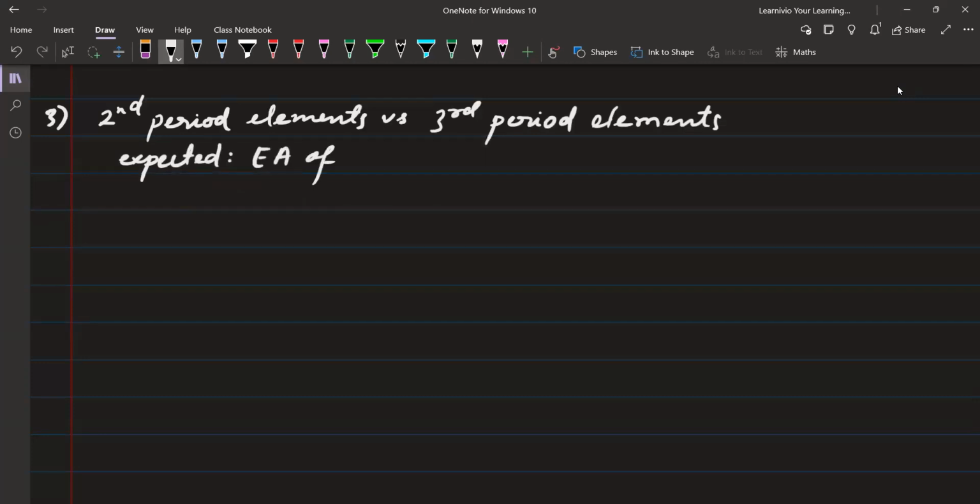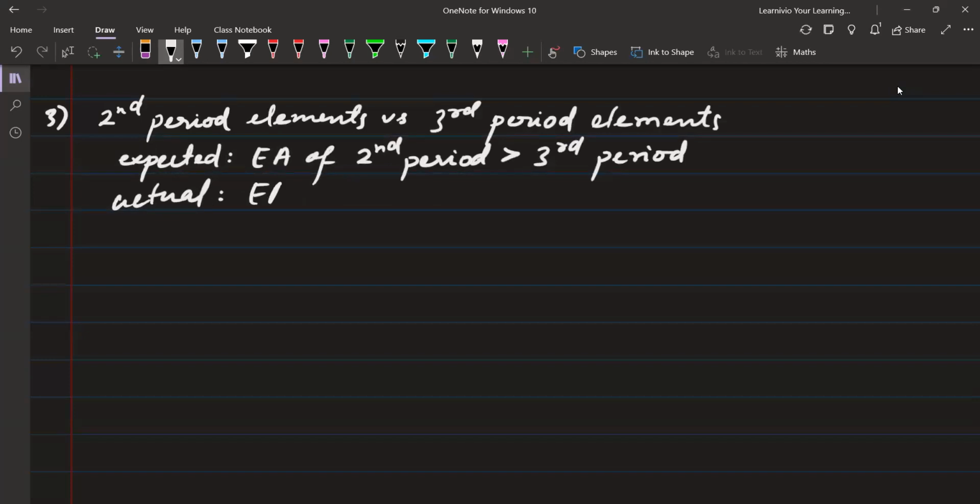The electron affinity of second period elements should be greater than that of third period elements. But what is the actual? The actual is the opposite. The electron affinity of second period elements is less than that of third period elements.